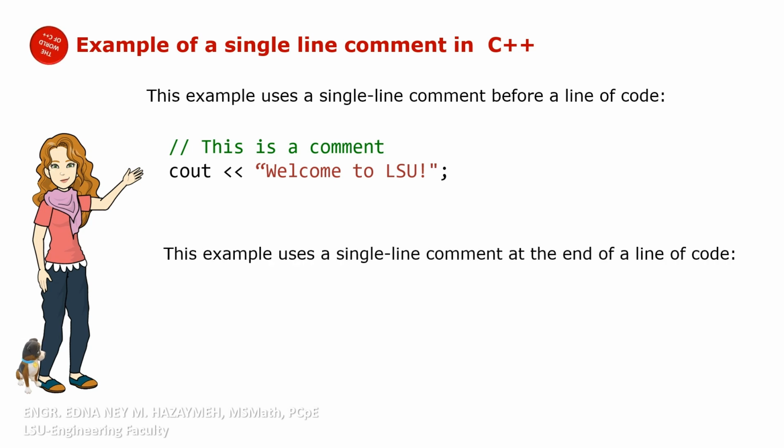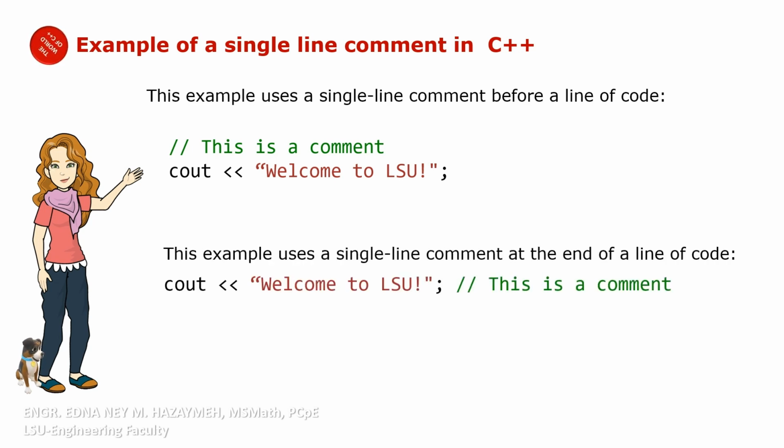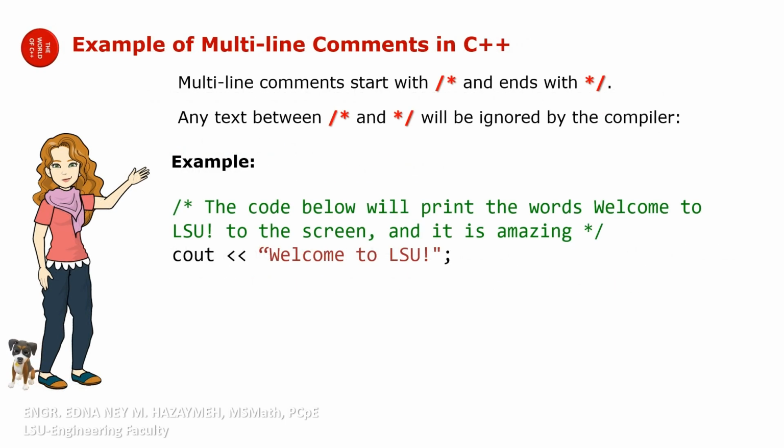Another example uses a single-line comment at the end of a line of code. These two examples of using a comment have the same effect on the code. The compiler will just ignore the lines within the 2 forward slashes, and will not be executed. See the sample code. Example of multi-line comments in C++.